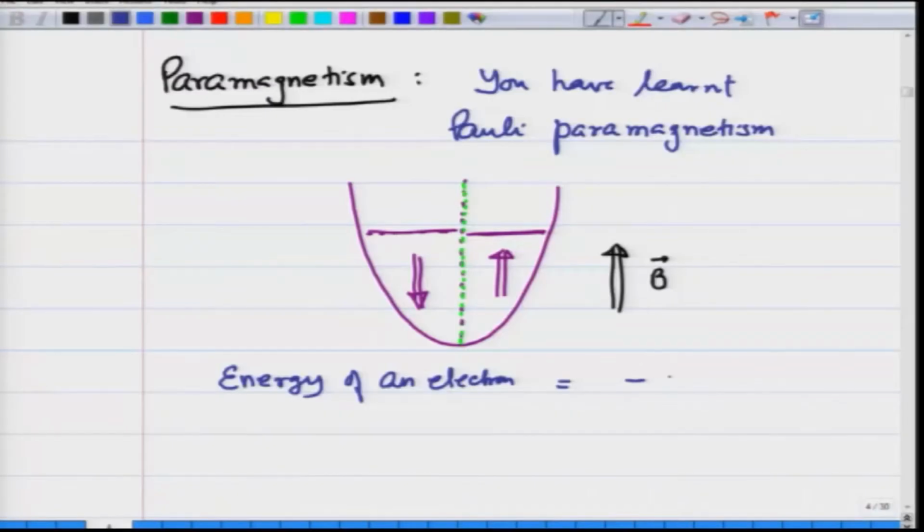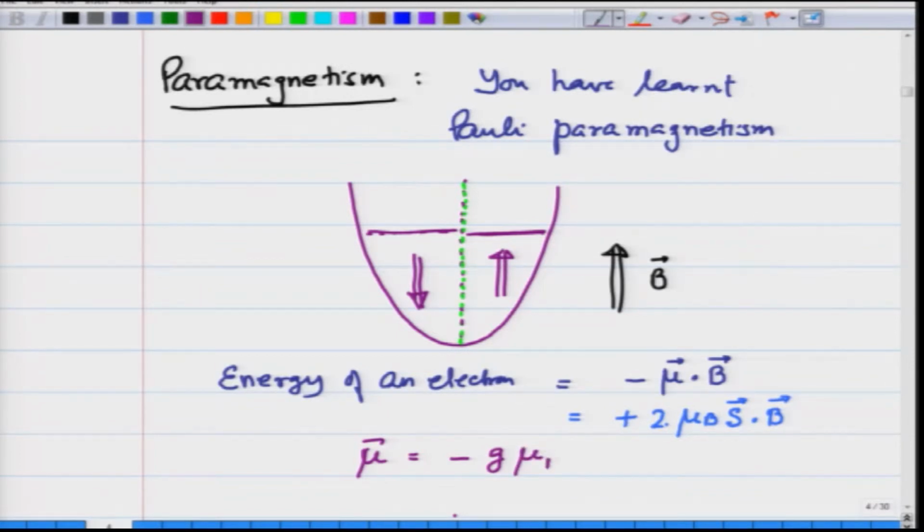So, this is given as minus the magnetic moment dot B, and in the case of electron the magnetic moment is given as 2, what is known as gyromagnetic ratio, times the Bohr magneton times the spin of the electron dot B. The plus sign comes, this sign is plus because the magnetic moment mu of an electron due to its spin is minus g mu Bohr magneton times S, where g is actually 2.003, but we take it to be roughly 2. So, this is the origin.